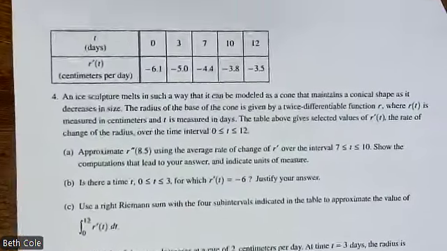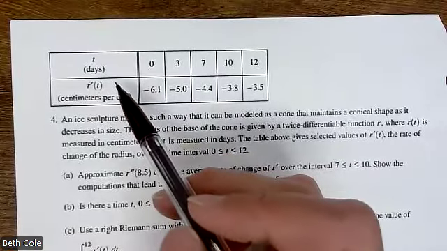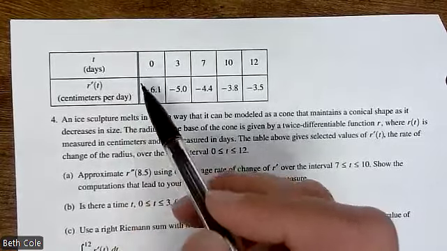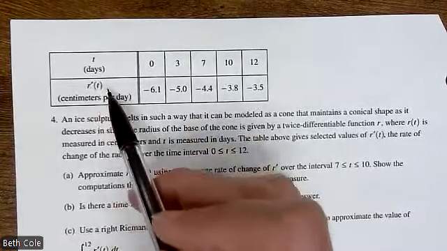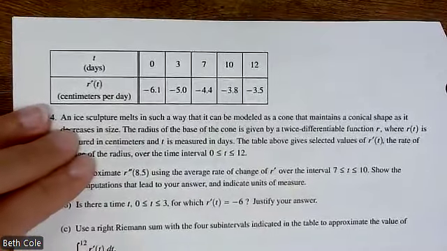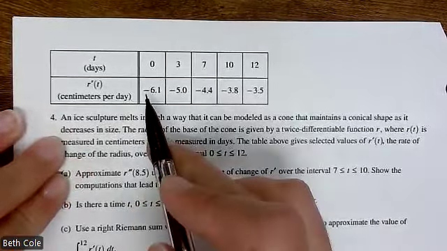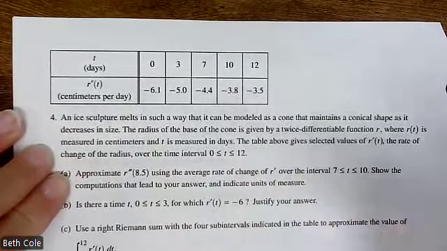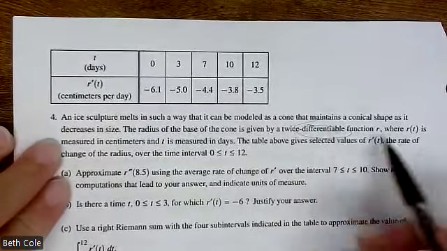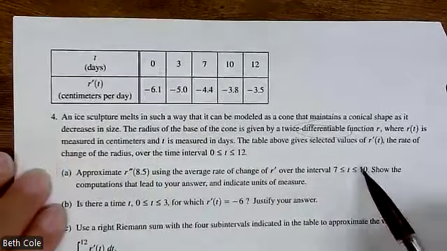All right. What are they giving us in the table? Let's focus. Centimeters per day. So it's already a rate. It's R prime. So this ice sculpture that's in a cone, I don't know why you would want to own an ice sculpture, but anyway, is melting. So do you see how these are negative? Anyway, twice differentiable. R of t is in centimeters, time is in days. Obviously the centimeters per day.